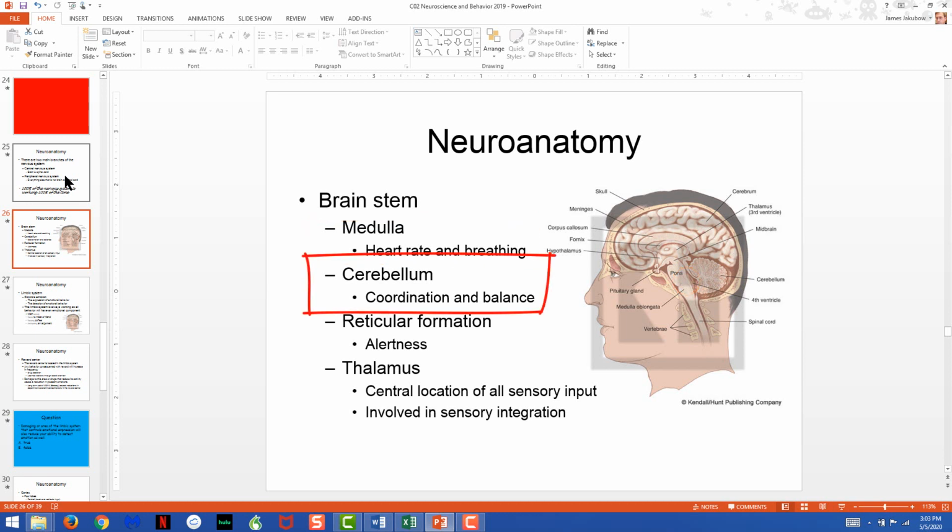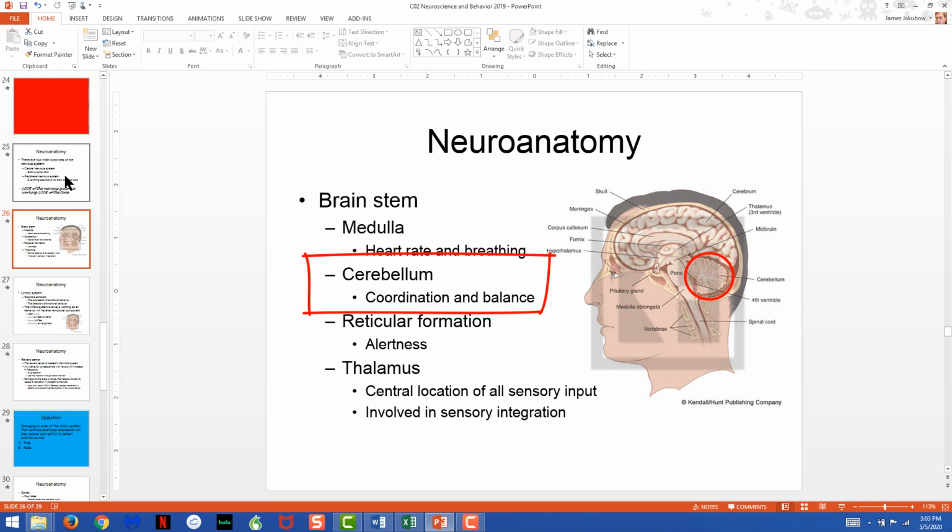The cerebellum, which is the Latin word for little brain, is actually this section in the back of the brain here that, if you popped it out, looks literally like its own little brain itself, but it's tucked in the back. The cerebellum is most oftentimes associated with coordination and balance.